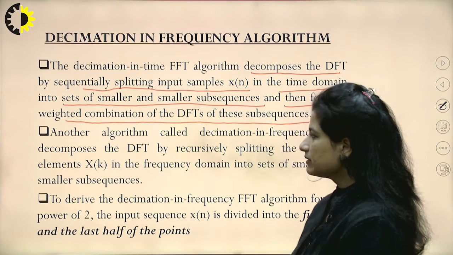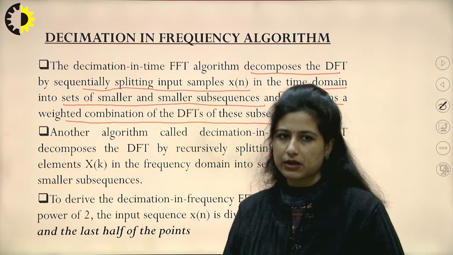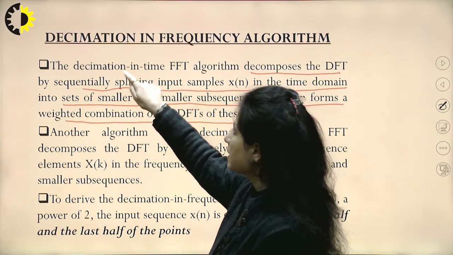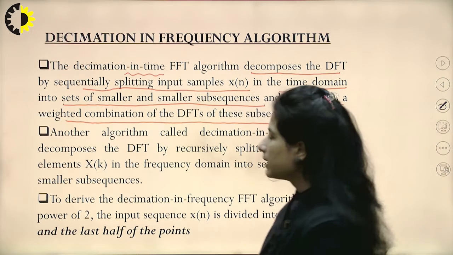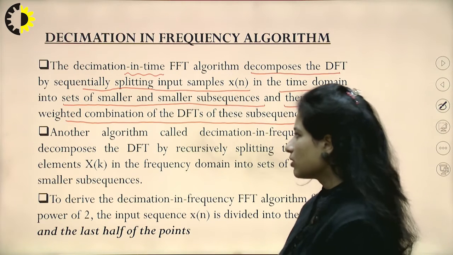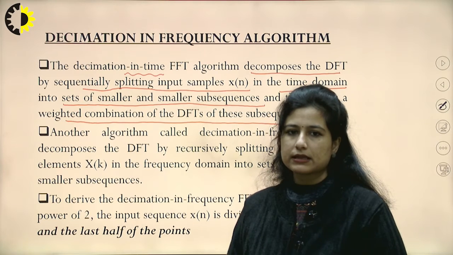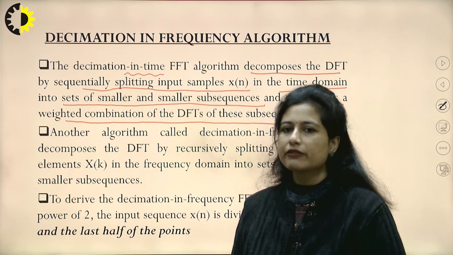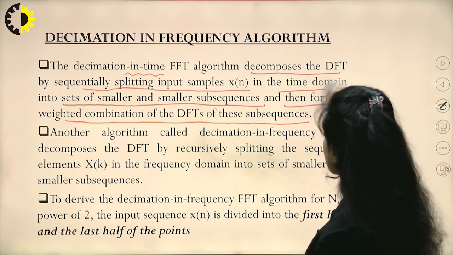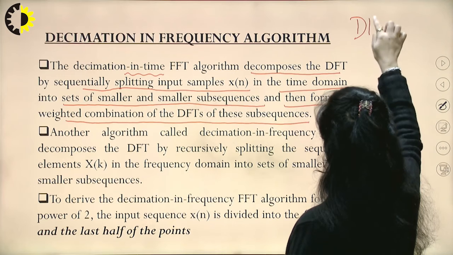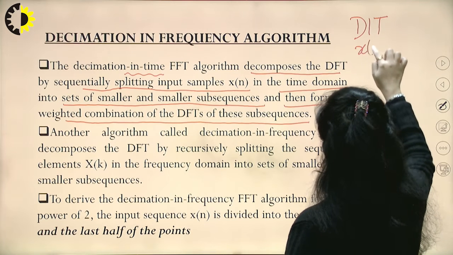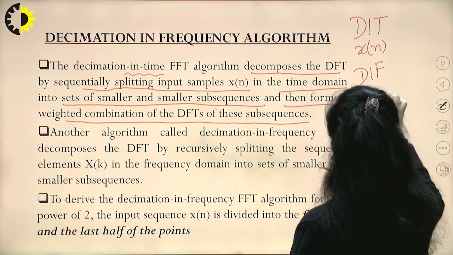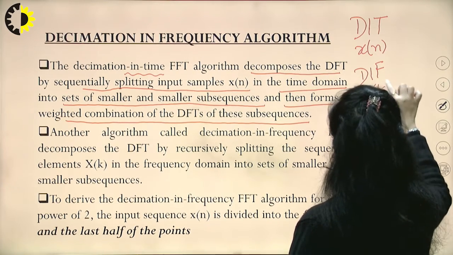So decimation in frequency is no different than decimation in time. As the name says, the decimation is carried out in time when I talk about the decimation in time algorithm, and when we discuss decimation in frequency, that same decimation would be performed in the frequency domain. That means if I talk about DIT, I'm decimating the samples x[n], and when I'm talking about DIF, I'm decimating the samples X[k].